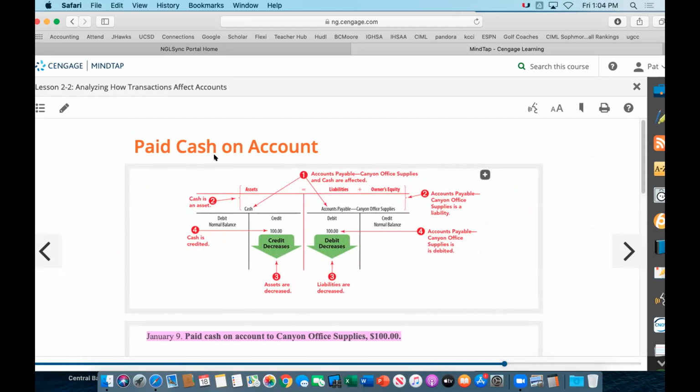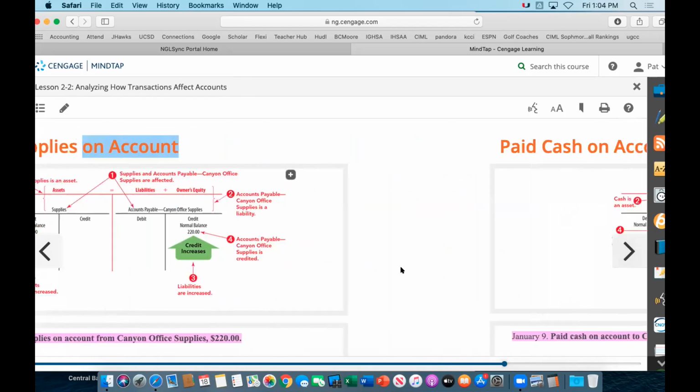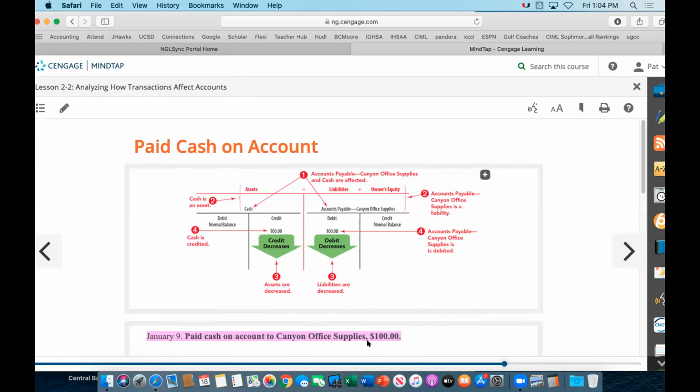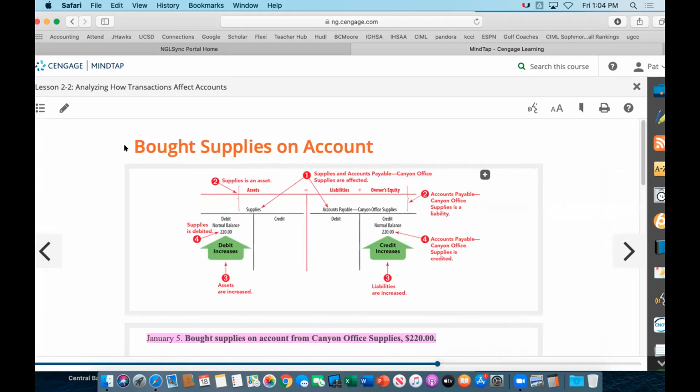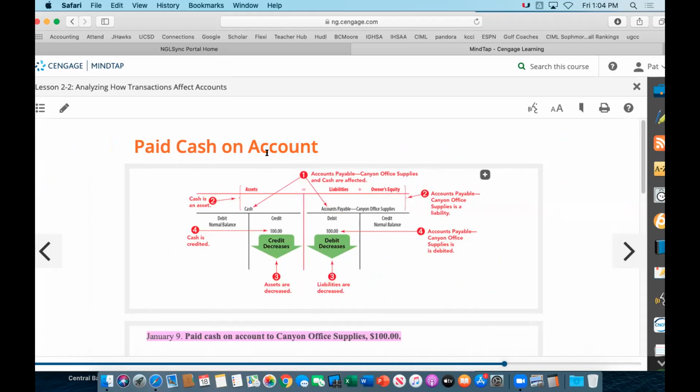And I believe this is the last one for this section. Transaction 5: paid cash on account. What did we say before? When I bought supplies on account, this means I got stuff, I'm going to pay you later. Well, now we're dealing with Canyon Office Supplies. I'm paying you on account. That means you had a bill, now I'm paying you. On account means I'm taking that bill off. When you buy supplies, it means I'm increasing a bill. I'm going to pay you later. Now I'm paying you later on that bill.